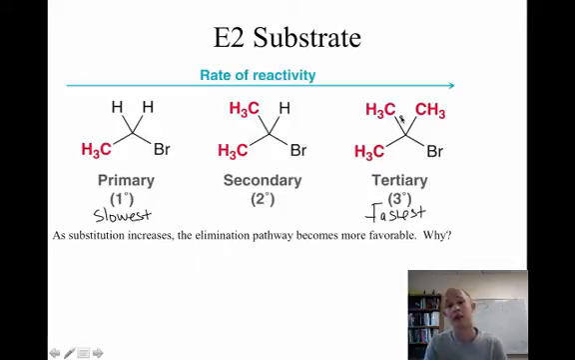If you have a strong base, it can act like a base or a nucleophile. That's going to depend on the structure of your substrate. More substitution will favor elimination, less substitution will favor substitution. So this makes sense intuitively, right? Because if you're a nucleophile, you're going to be attacking this carbon. As you increase the substitution, you're going to shut down that pathway. We can also understand it based on the structure of the transition state.